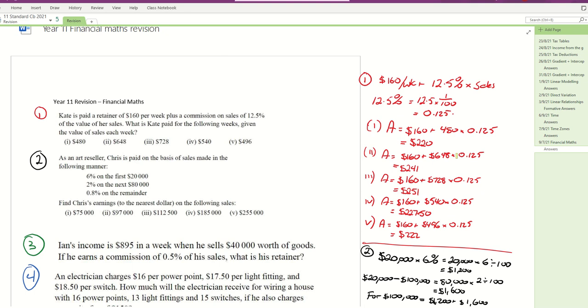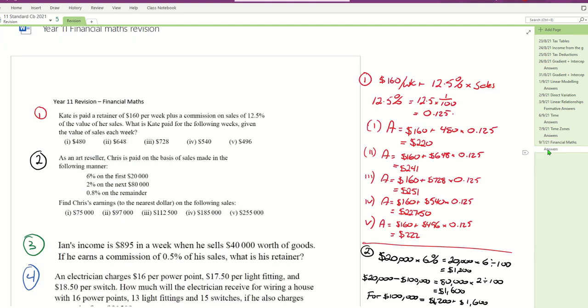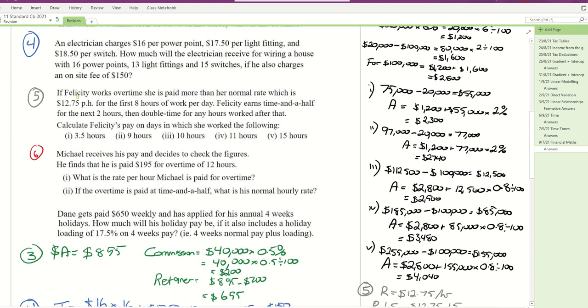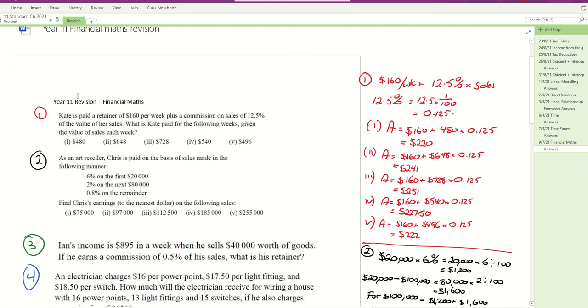Good morning, Year 11. I have put the answers to this financial maths quiz for the 9th in your OneNote, as you can see. I've numbered and put the questions as we go down there. I'm just going to go through them. I'm not going to go through every one. I'll go through the different types and then you can see the answers as we go.